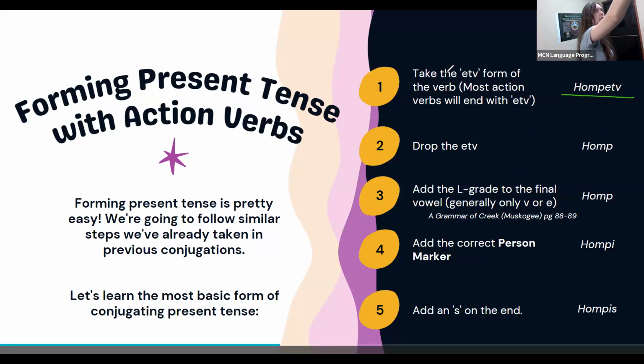So get rid of that. If it has a V or an E as the last vowel, we change it. If it's O, we're good. Add our person marker, in this case the I, and add our S at the end, and we're done. So besides having to look for that V and E, it's not too bad.